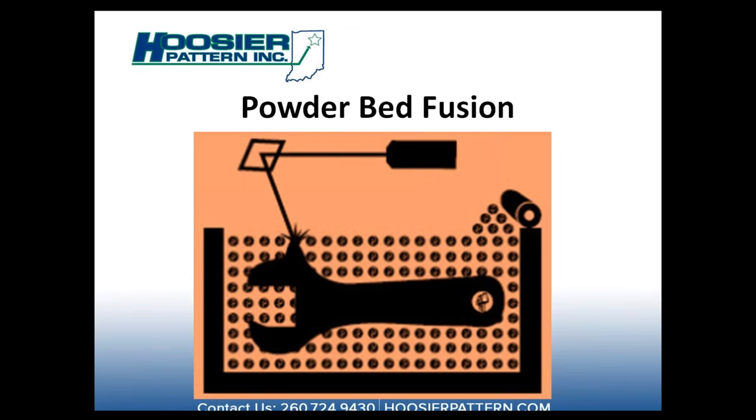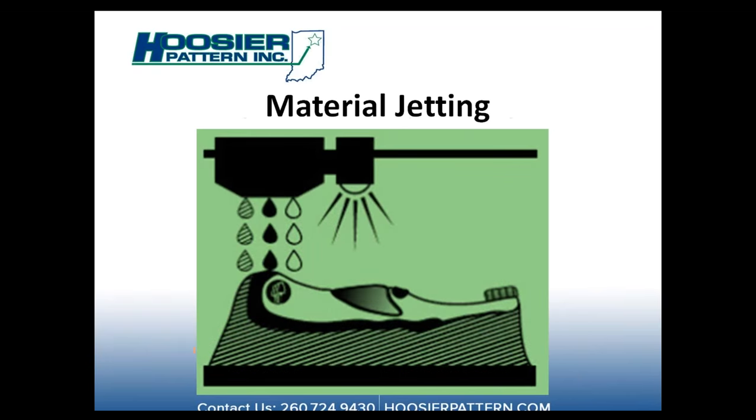The strength of this additive process is that it can produce a high level of complexity through a wide range of materials. Materials used in this process can be some plastics, some metals, ceramic powders, and sand. This process has been used in the foundry to make mold loose pieces and consumable ceramic cores.